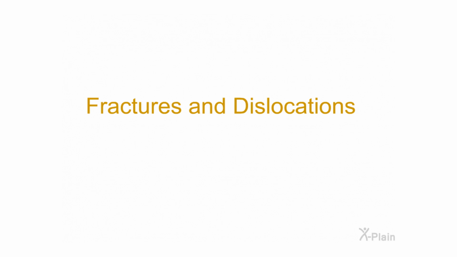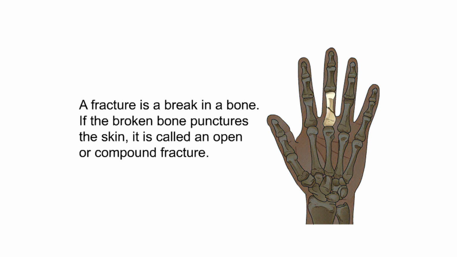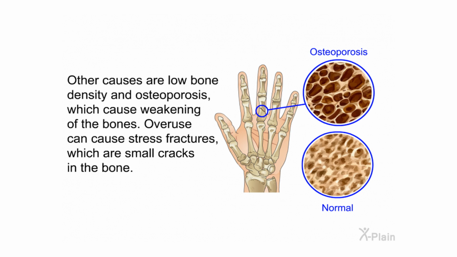Fractures and dislocations. A fracture is a break in a bone. If the broken bone punctures the skin, it is called an open or compound fracture. Common causes of a fractured bone in the hand are car accidents, falls, sports injuries, work-related injuries. Other causes are low bone density and osteoporosis, which cause weakening of the bones. Overuse can cause stress fractures, which are small cracks in the bone.